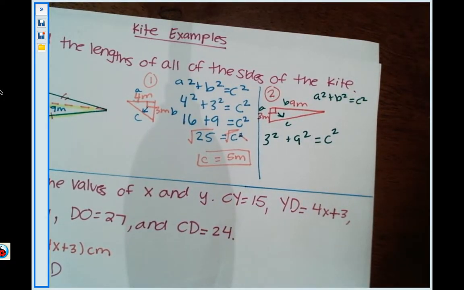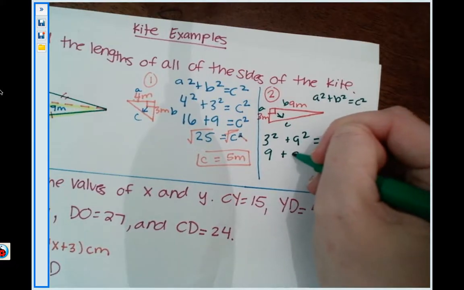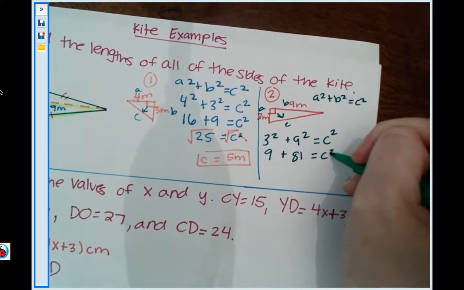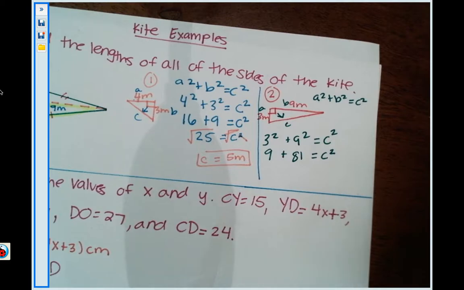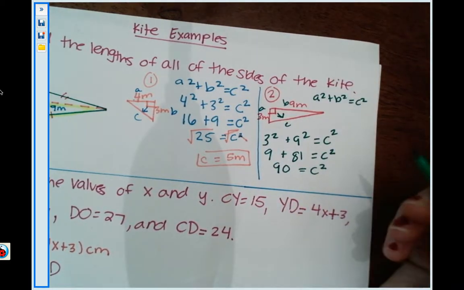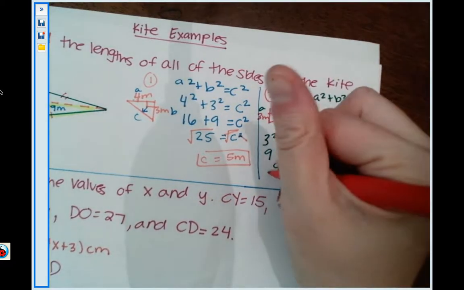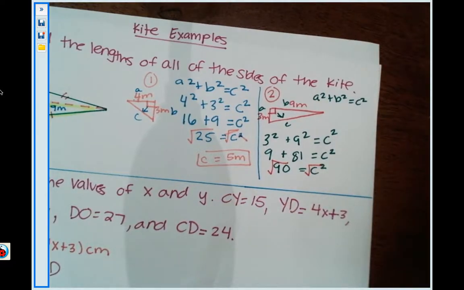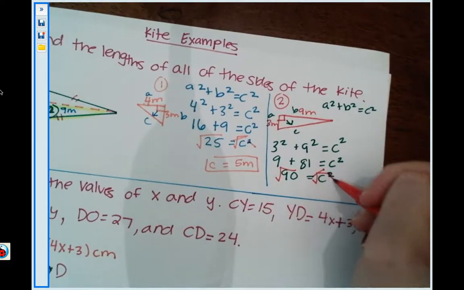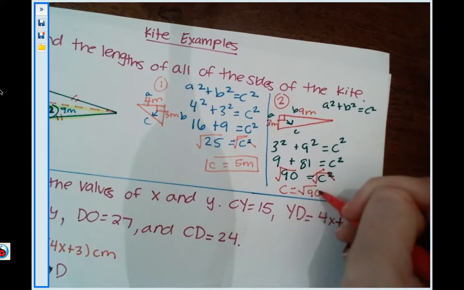Alright, let's start doing this. So 3 squared is 9. 9 squared is 9 times 9, which is 81, equals C squared. And 81 plus 9 is 90, which equals C squared. And how do we undo a square? You do have to square root that thing on both sides. Remember, the square root will cancel out the square. So we're left with C equals the square root of 90.